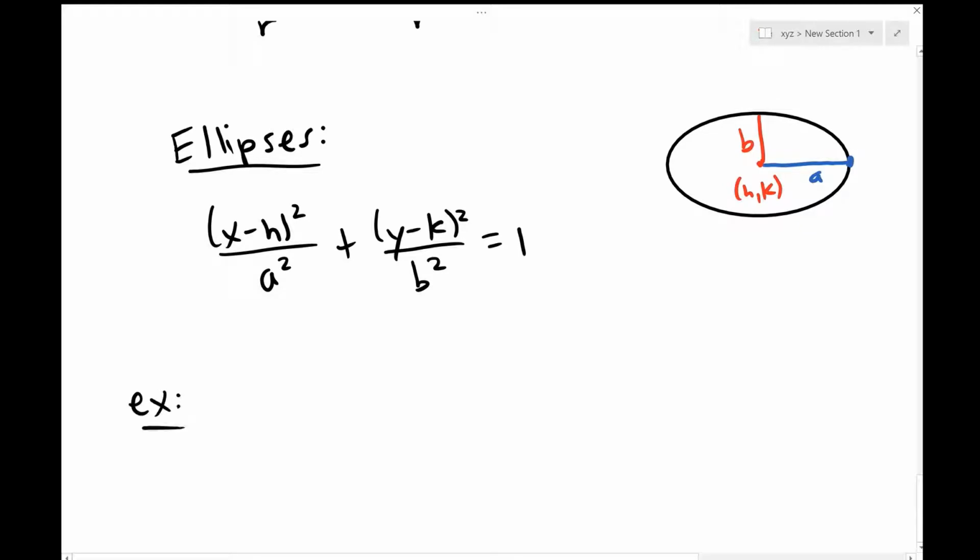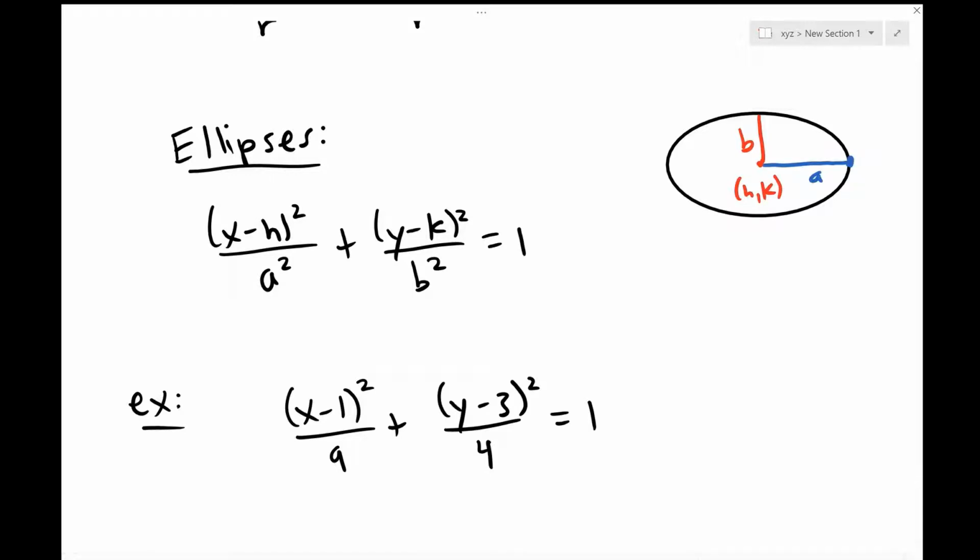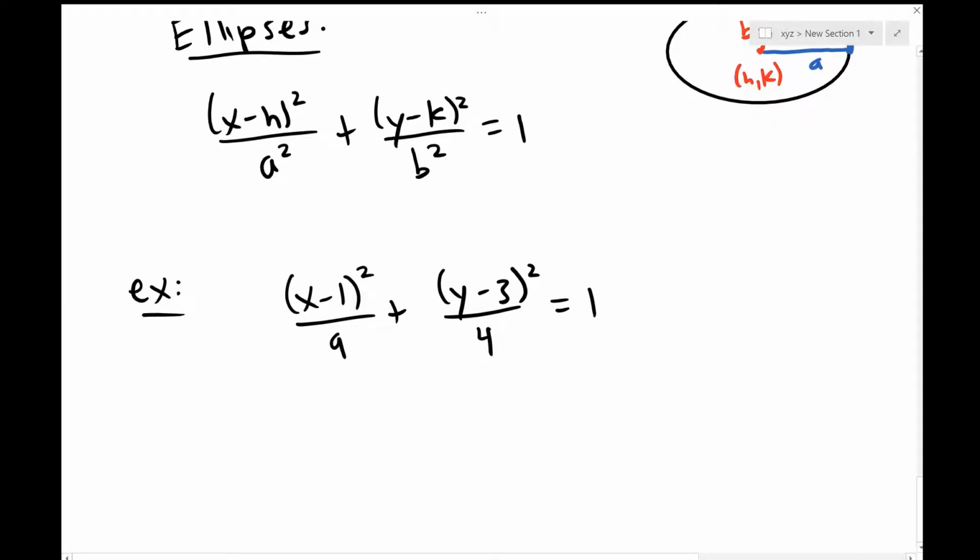So next, let's take a look at actually sketching some graphs. Suppose I had the ellipse (x minus 1) squared over 9 plus (y minus 3) squared over 4 equals 1. For ellipses, what we want to do is identify the center as well as the values of a and b. The way we find the center is the same thing that we did for circles. We're still looking at h and k. And so in this case, that would be (1, 3).